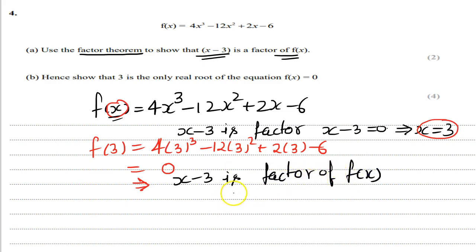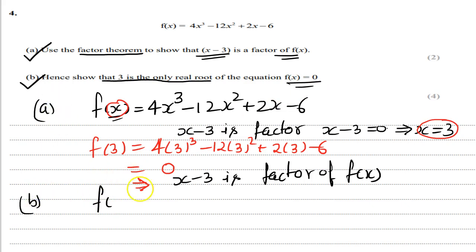Okay, now x minus 3. So now let's go to the next part, the B part. The A part is done. Now the B part: show that 3 is the only real root of the equation f(x) equal to 0. So this is the B part, and this was the A part. So f(x) is equal to 0. This is what they have given.